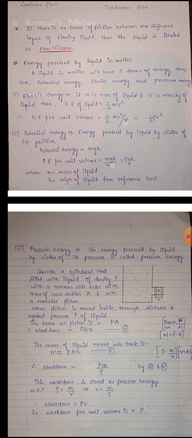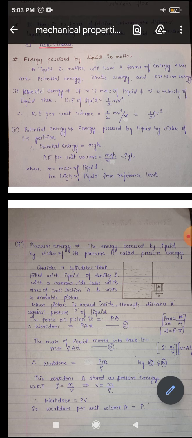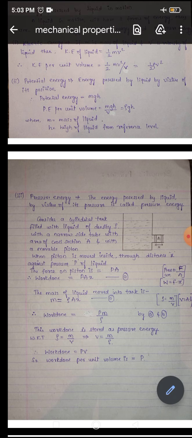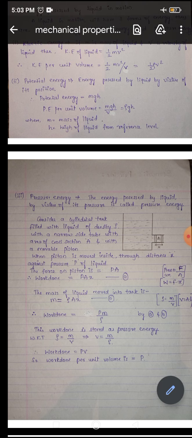Here also we have m divided by V, which gives the density of the liquid. So we will have potential energy per unit volume of the liquid as rho g h, where rho is the density of the liquid, g is the acceleration due to gravity, and h is the height of the liquid from a reference line.